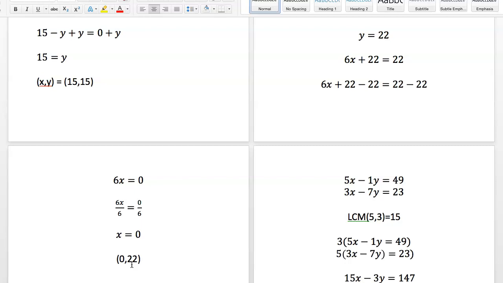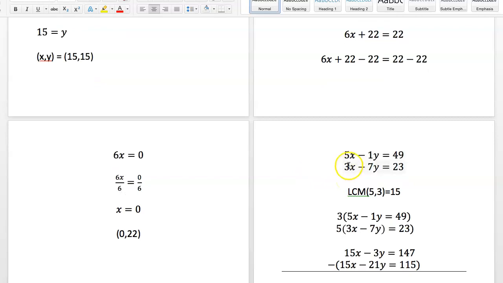Okay, I still have a little bit of time left, so let's do this problem here. And this one is more tricky, but we can do it. 5x minus y, and sometimes when they have minus 1y, they'll just put minus y, so be on the lookout. So equals 49. And we have 3x minus 7y equals 23. Now the trick of a problem like this is to do the least common multiple, called the LCM, of 5 and 3, and that's equal to 15.